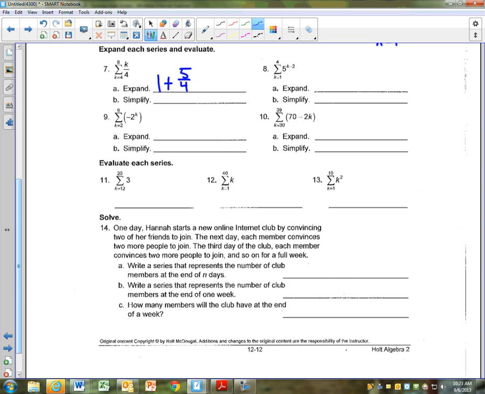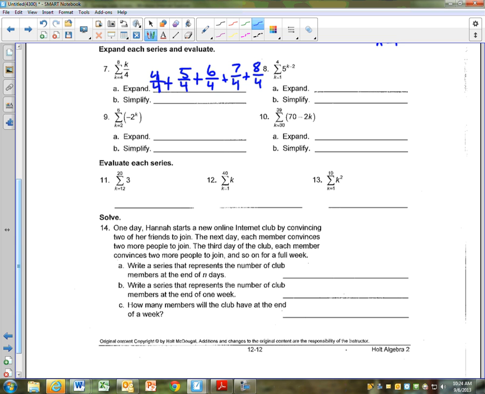5 over 4. What's the next? 6 over 4, which is 3 over 2. If you want to leave them all in fourths, that might help you as you actually add them up. I'll leave it as 6 fourths just so we can see. I'll even put the first one as 4 fourths. What's the next one? 7 fourths. And the last one? 8 fourths.